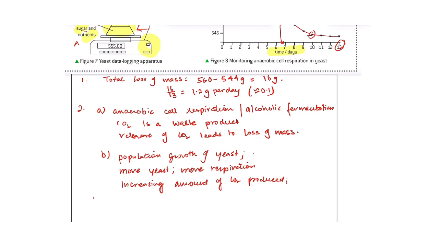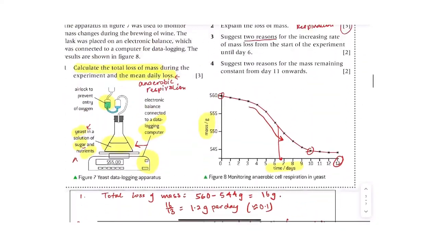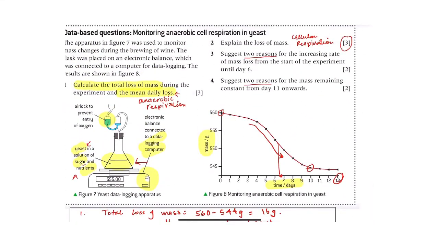Sorry, this should be question number 3. Let's look at question number 4. So this should be 3 points here. We need to write down only 2 reasons, so any 2 reasons. Now suggest 2 reasons for the mass remaining constant from day 11 onwards.